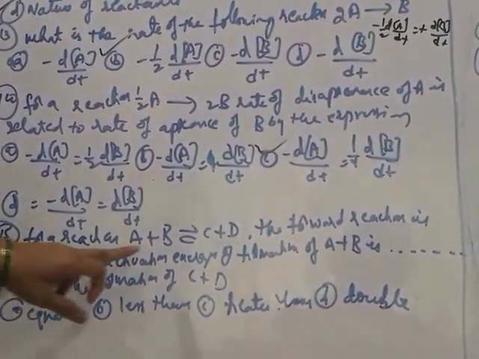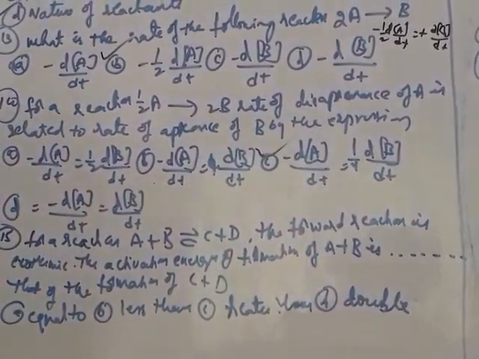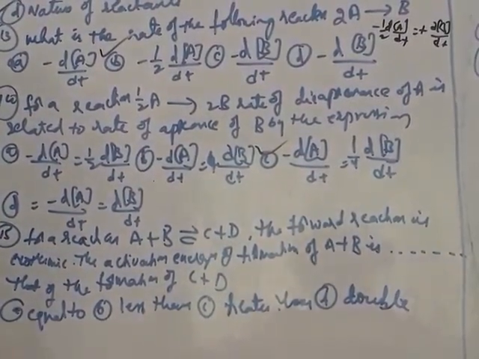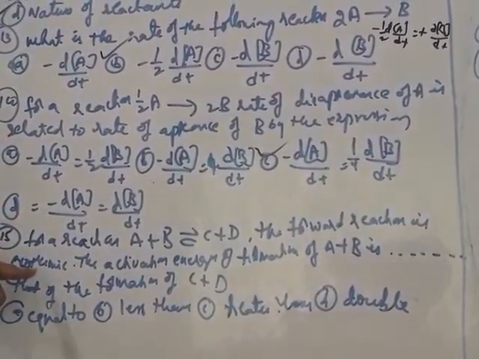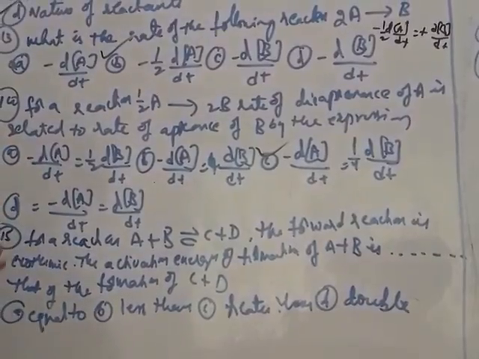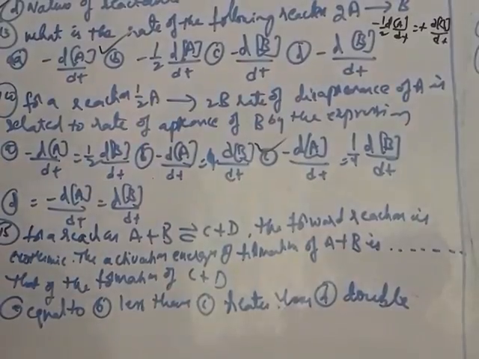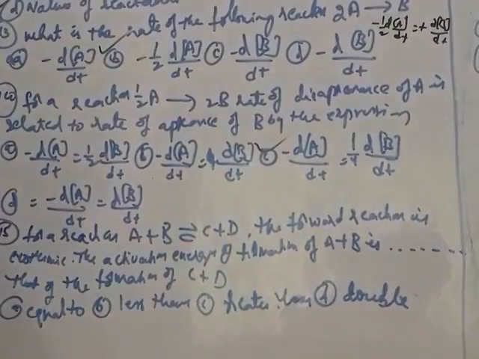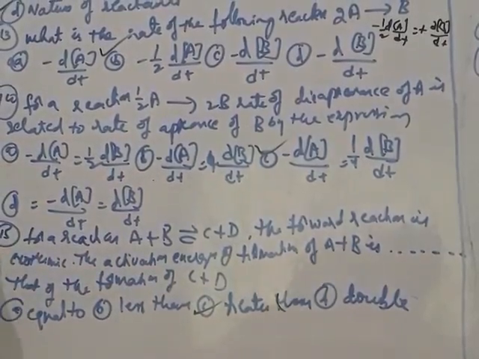For a reaction, A plus B gives C plus D. This is a reversible reaction now. The forward reaction is an exothermic reaction. So, here the forward reaction is exothermic. When the forward reaction is exothermic, the activation energy of formation of A plus B, that is the reverse reaction, the backward reaction, is always greater than that of formation of C plus D. Okay. This is concept oriented.